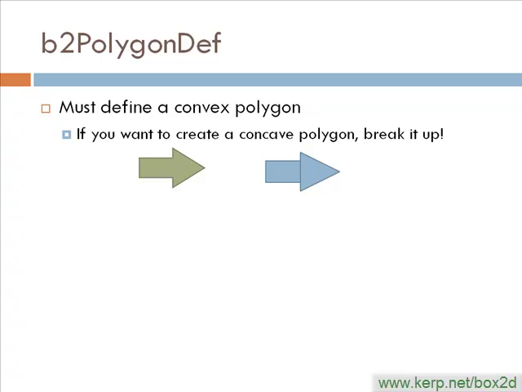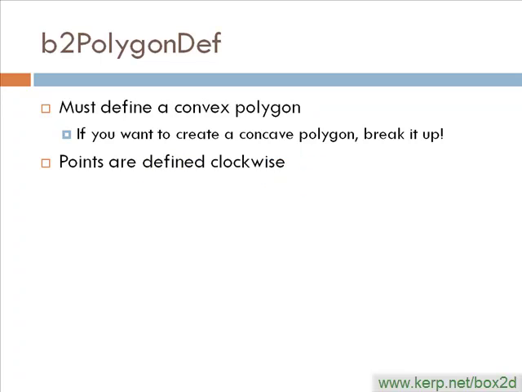In our case, we're creating a floor, which is a nice long rectangle. We don't need to deal with this. Points are defined clockwise. I think if you actually read the wiki, it tells you points are defined counterclockwise, but that may change depending on whether your camera is in the positive or negative z-axis. As it turns out, for Flash, points are defined clockwise.